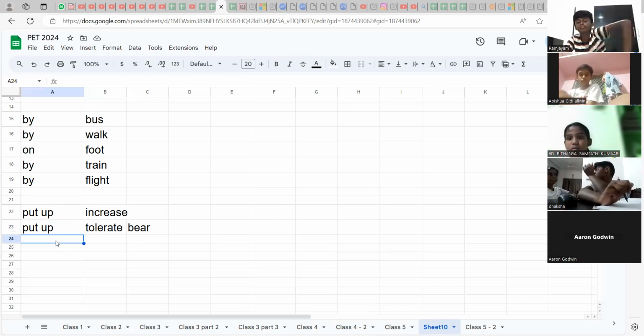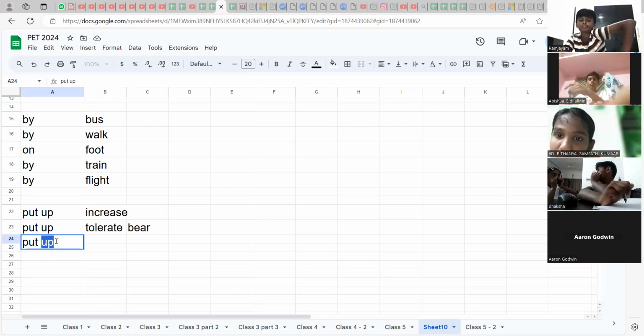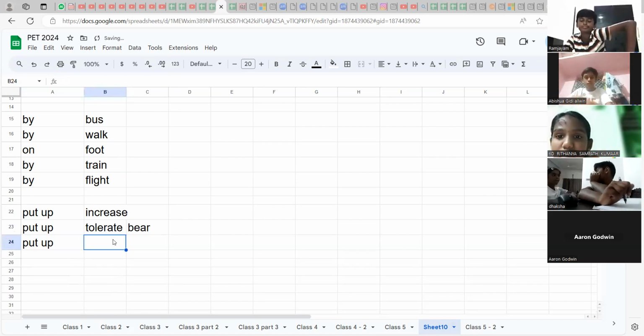So where are you put up? One more meaning is there. Where are you put up, Abhi? Where do you live? Look at that. Where do you live? Write it down.